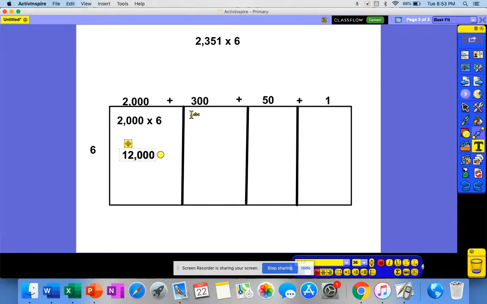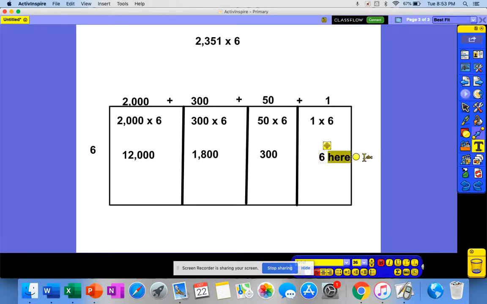Okay. Then I'm going to say 300 times 6. They drop down the 2 zeros. Then they multiply 3 times 6. So that's 1,800. Then 50 times 6. Drop down your 0. 5 times 6 is 30. And then 1 times 6 is 6.